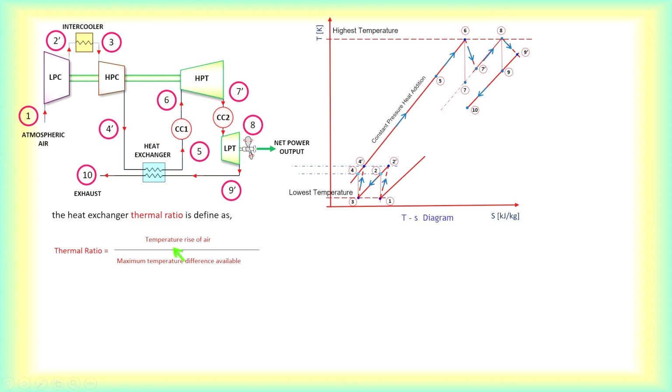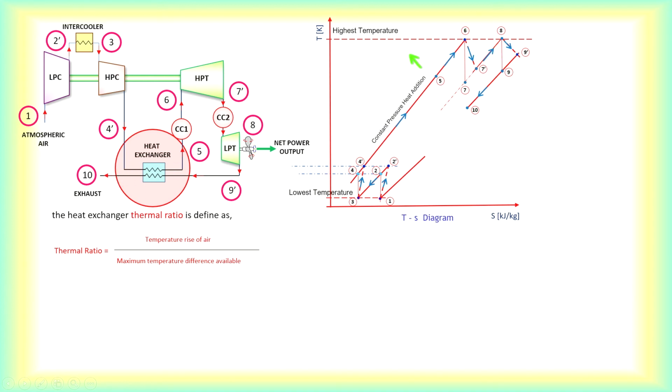So thermal ratio is defined as the temperature difference of the A stream divided by the maximum temperature difference available. So now we are looking at this part here, the heat exchanger. This is the gas side and this here is the A side. So the temperature difference of the A side would be 4 prime and 5. Since 5 is higher than 4 prime, we can take T5 minus T4 prime. Then the maximum temperature difference available. Actually, we are looking at the heat exchanger, so we have 5, 9 prime, 4 prime, and 10.